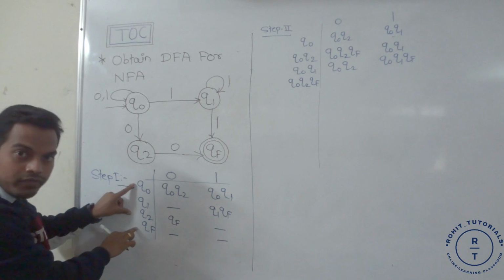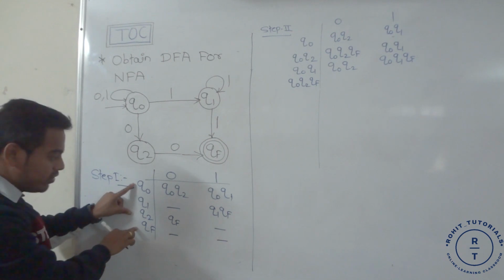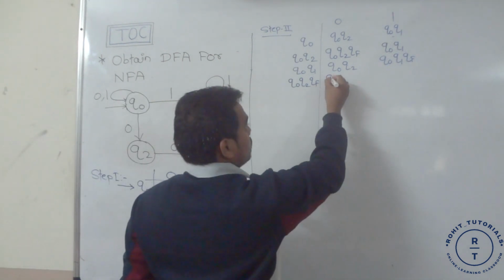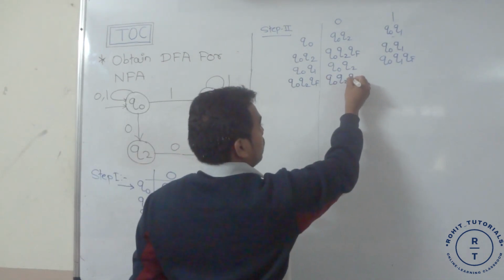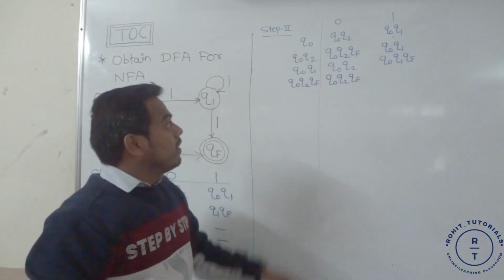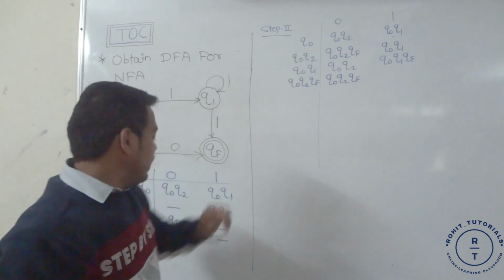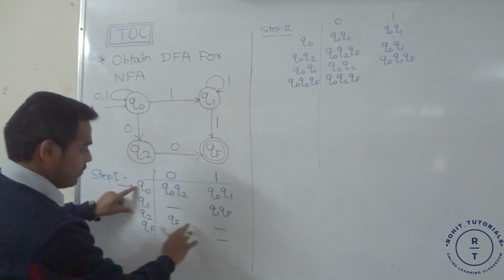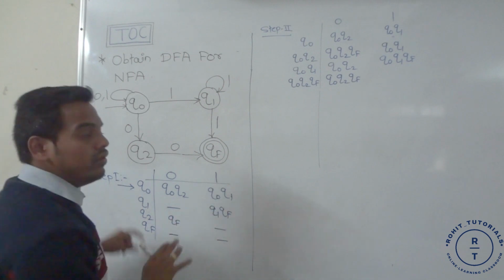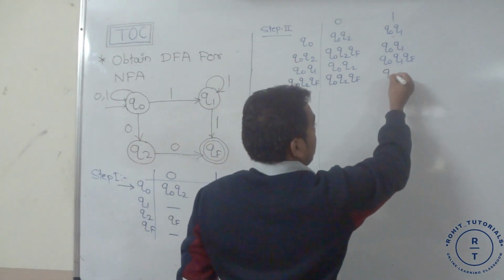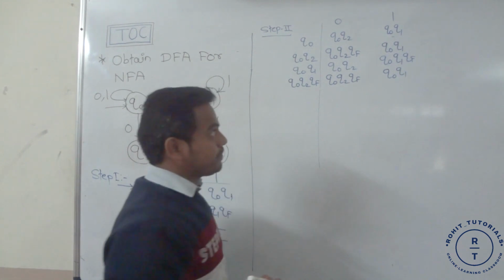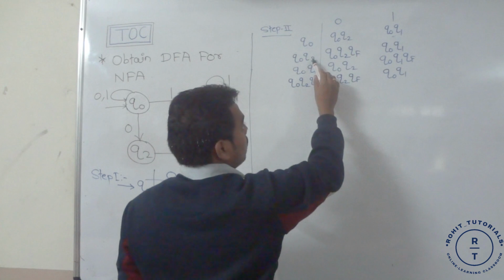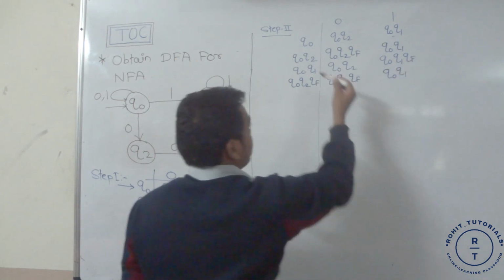At Q0, Q2 and Qf, what happens whenever 0 input occurs? It goes to Q0, Q2, Qf state. For Q0, Q2, Qf, when 1 input occurs, here a dash is present, for Q2 also a dash is present. Only Q0, Q1 is there. Now the next states Q0, Q1 and Q0, Q2 are already taken.